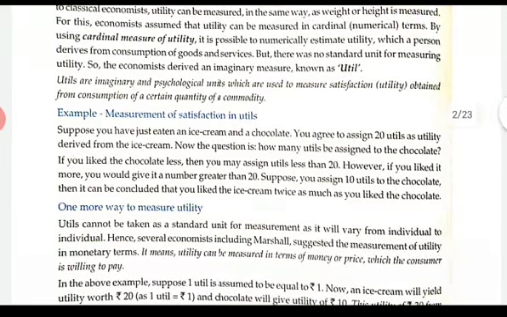Another way utility can be measured is in monetary terms. For example, suppose in the above example, 1 util equals 1 rupee.